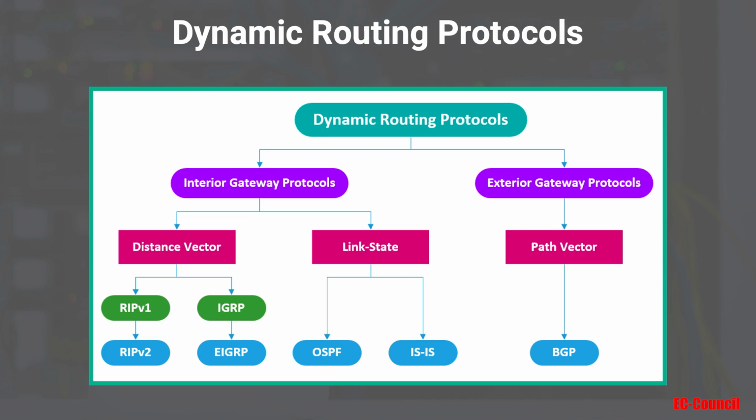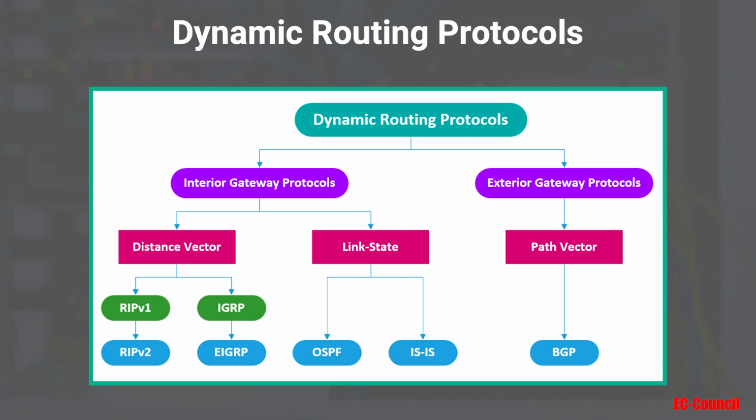Cisco created their own version of a distance vector routing protocol, which is called Interior Gateway Routing Protocol. And they made a newer version, which is called Enhanced Interior Gateway Routing Protocol. This is better known as EIGRP. EIGRP was a Cisco proprietary protocol up until 2013.